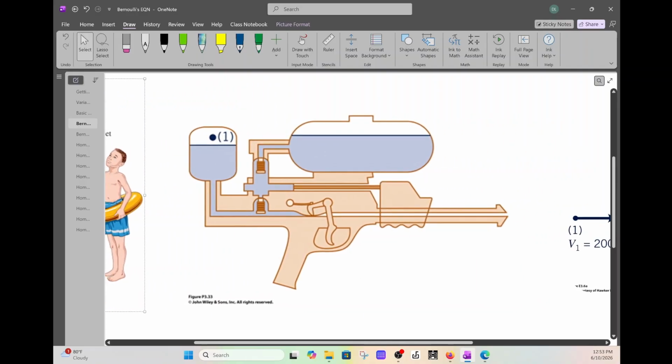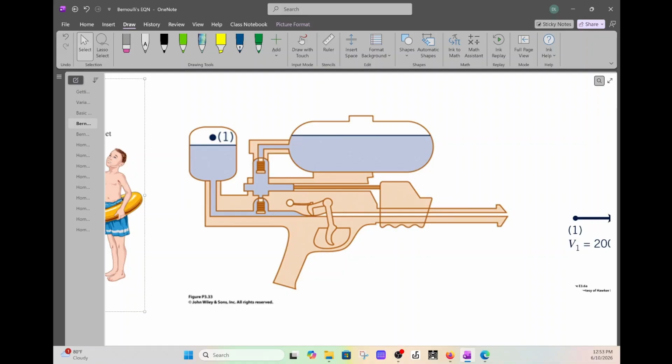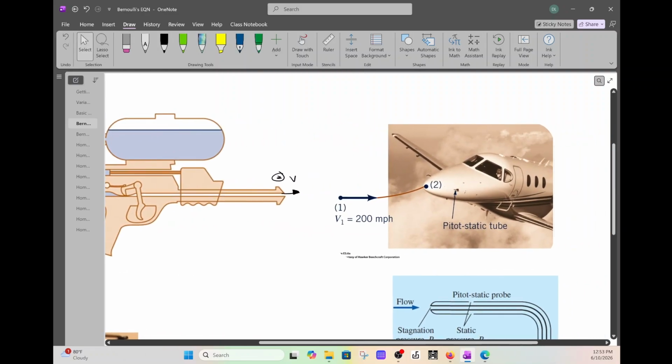Here is a squirt gun. Usually squirt guns are pressurized, right? You can pump it up. Okay, so you have a certain pressure inside at state 1. You hit the trigger, and then it shoots out, and it converts it to velocity or kinetic energy. Okay.